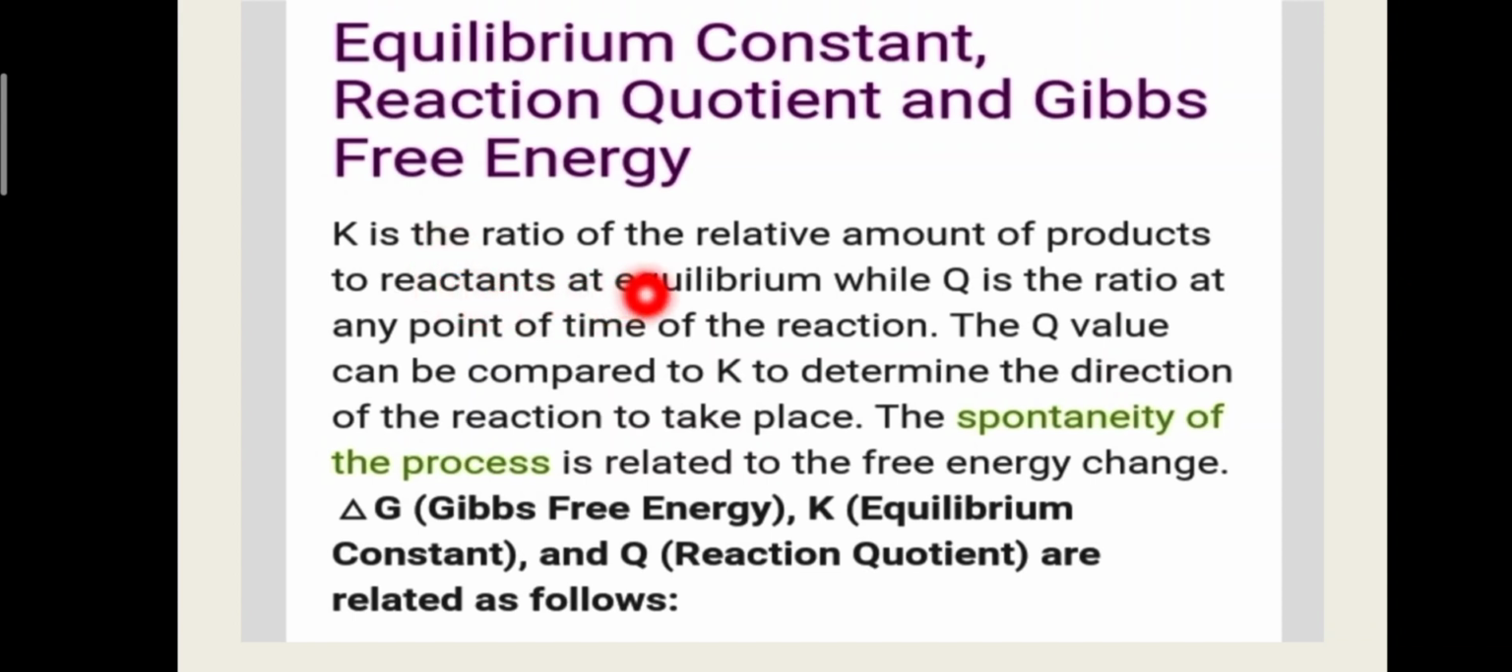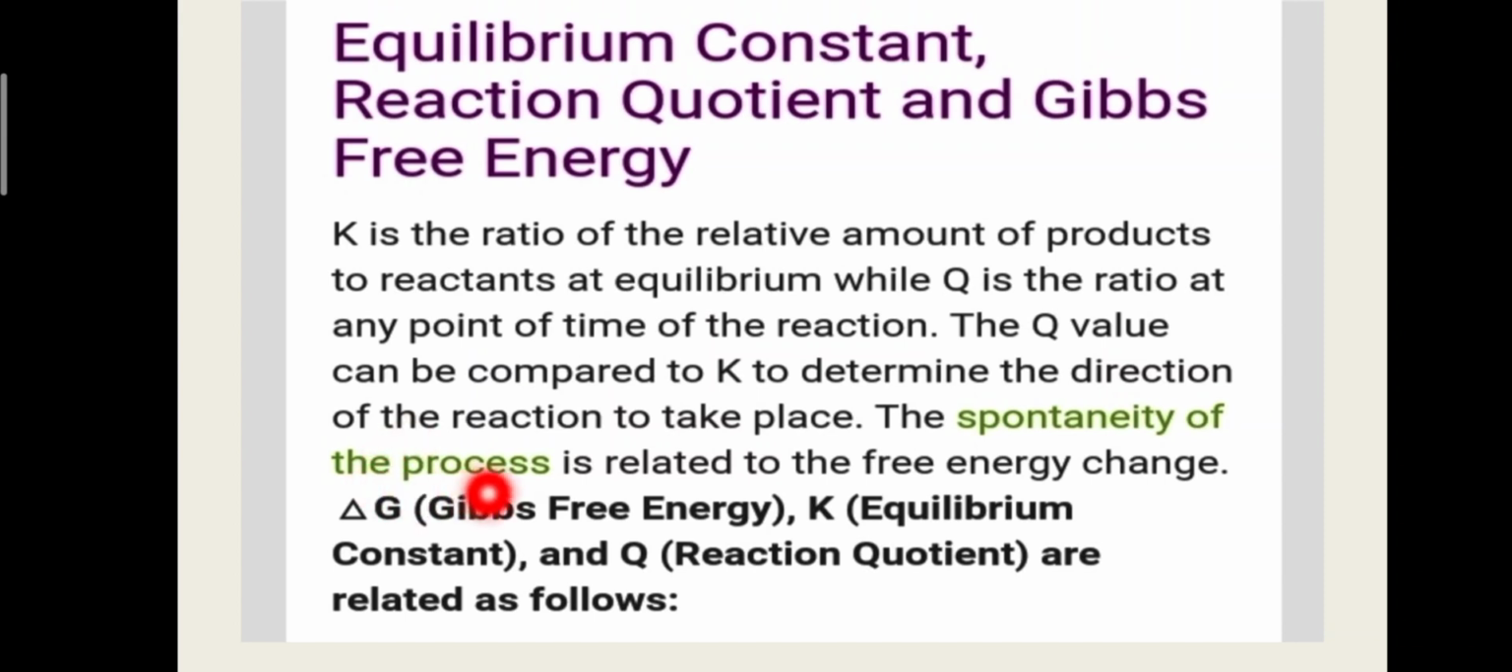K is the ratio of the relative amount of products to reactants at equilibrium, while Q is the ratio at any point of time of the reaction. The Q value can be compared to K to determine the direction of the reaction to take place. The spontaneity of the process is related to the free energy change.